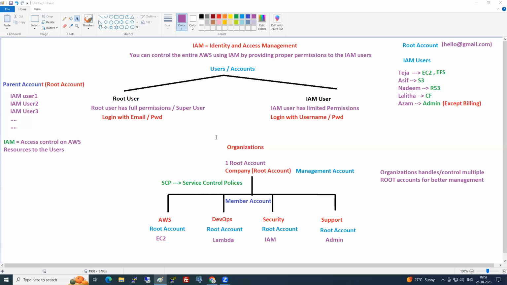You four people are my managers. I don't want to give you full permissions. I want to give only certain permissions. It is my wish that for the support team, I'll give full permissions because they need to support. For the DevOps department, I'll give only particular services because I want to control it. To manage multiple root accounts, organizations is the concept. Understood? Okay. Is it clear till here, everyone?